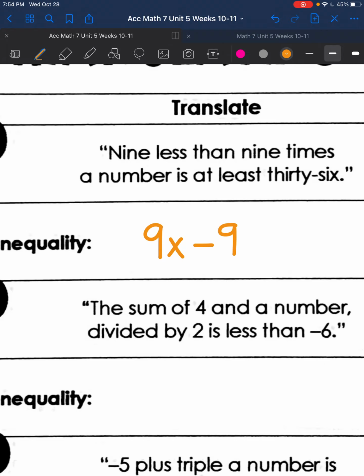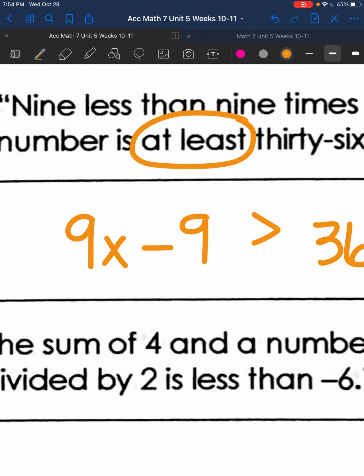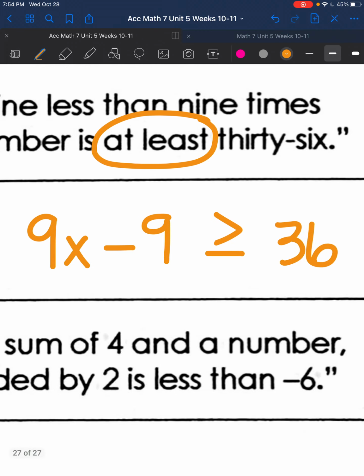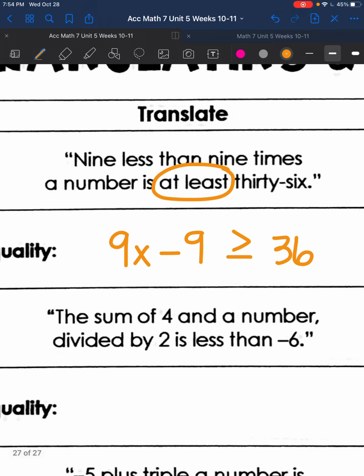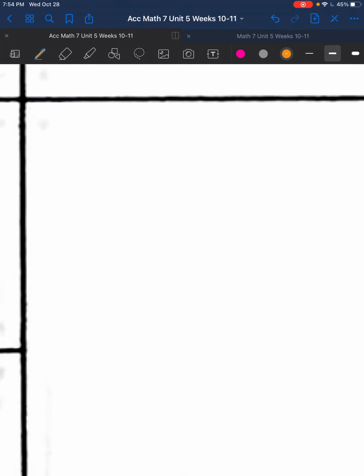Now, I know that this is at least 36. So 36 goes on the other side over here. But what inequality symbol will go in the middle? Well, at least represents greater than or equal to. So 9x minus 9 is greater than or equal to 36. So now we're going to come over here and we're going to solve that.